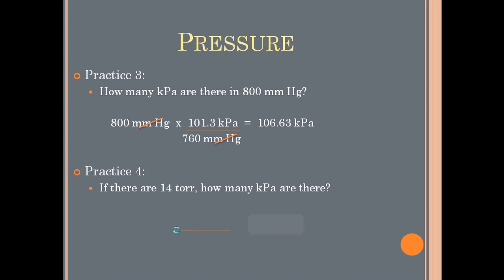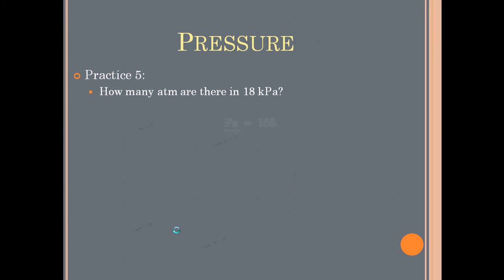Finally, example 5. How many atm are there in 18 kilopascals? Well, 18 kilopascals times 1 atm over 101.3 kilopascals. Then you cross out the kilopascals on both, multiply across and divide, which will get you 0.18 atm.